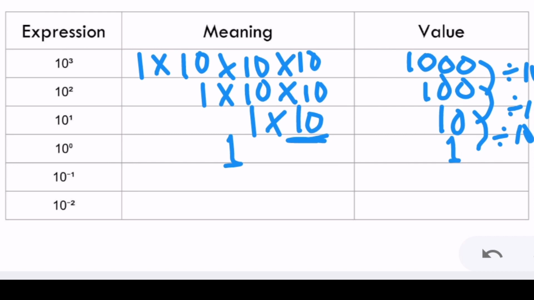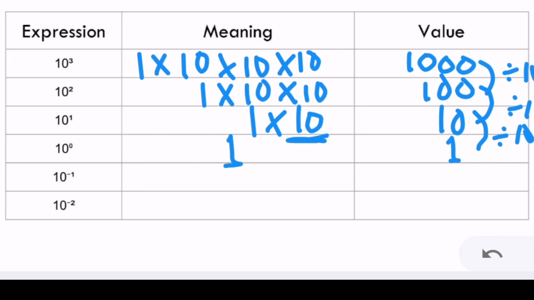What about 10 raised to negative 1? We mentioned a while ago that as the exponent decreases, it just keeps on being divided by 10. From 10 raised to 3, we have 3 copies of 10. Going to 10 raised to 2, having 2 copies of 10. Going to 10 raised to 1, having 1 copy of 10. So the number of 10s is decreasing, or it is just being divided by 10.